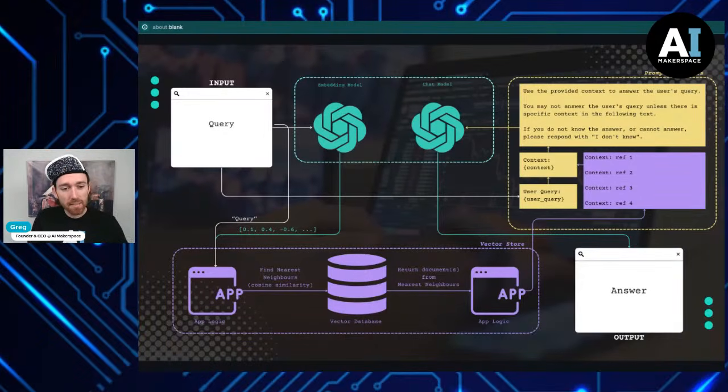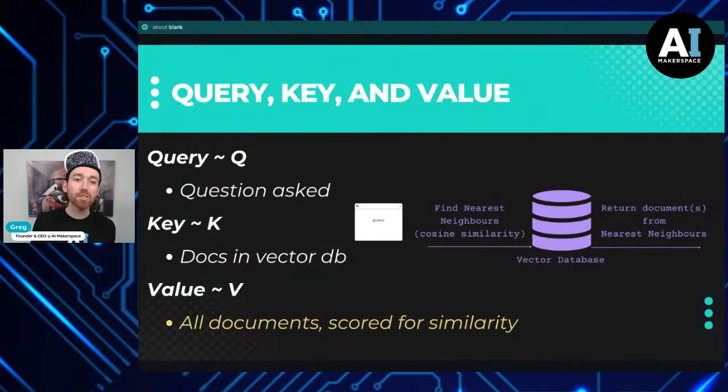So in this case, and none of these analogies are perfect, but in this case, you might say the query is the question that we asked. Of course it is, that's our query. The keys are the sort of documents in our vector database that we're comparing to the query. Cosine similarity. The value, we might say, is all the documents in our database scored for similarity to the query.